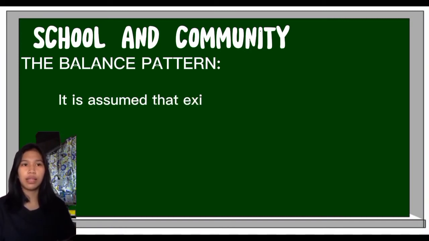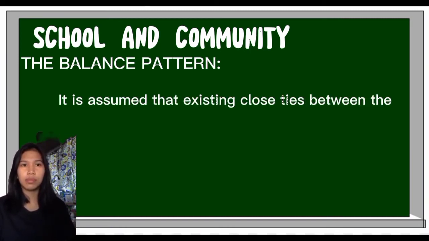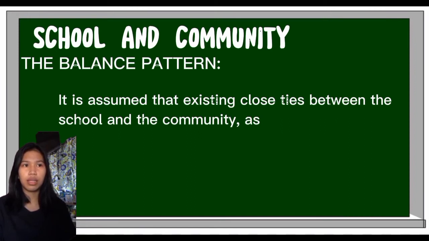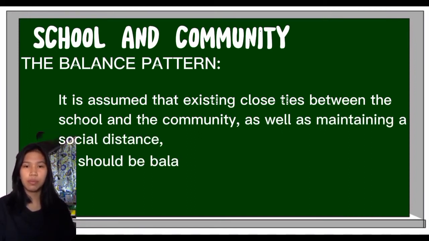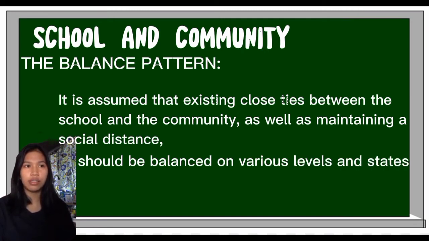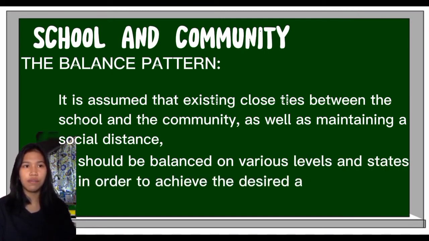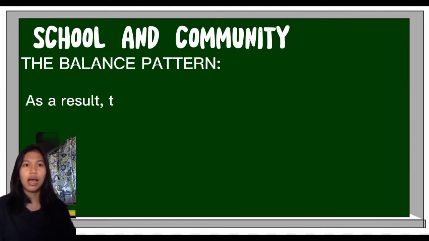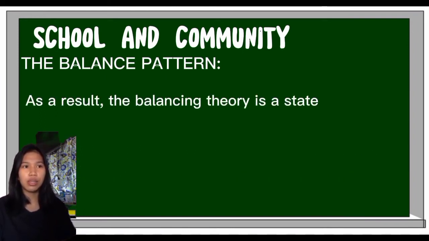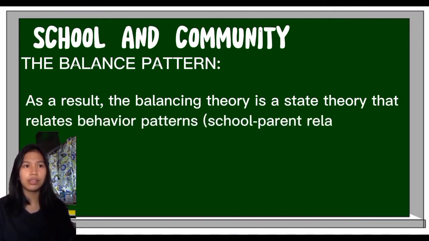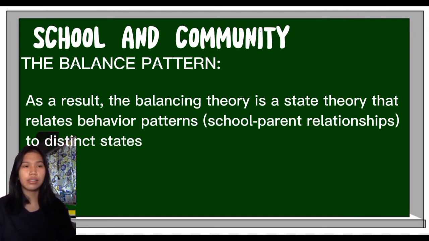It is assumed that existing close ties between the school and the community, as well as maintaining a social distance, should be balanced on various levels and states in order to achieve the desired academic outcomes. As a result, the balancing theory is a state theory that relates behavior patterns to distinct states.